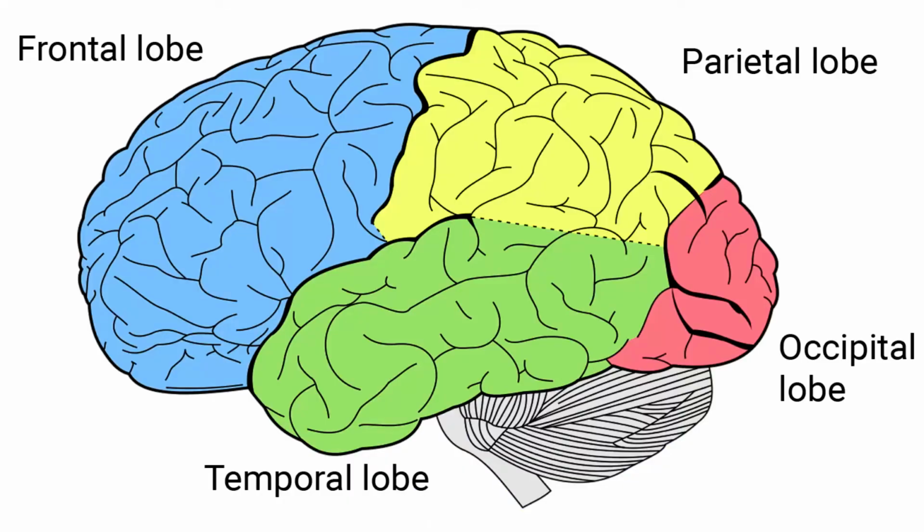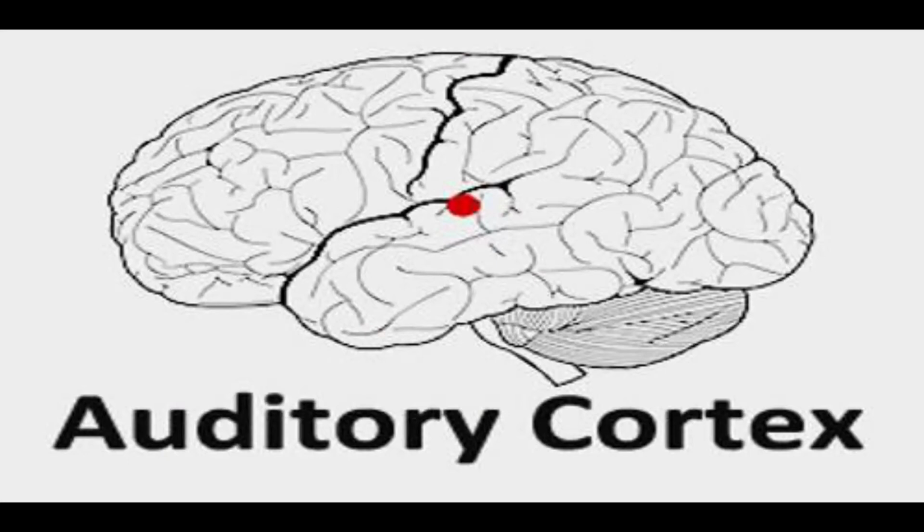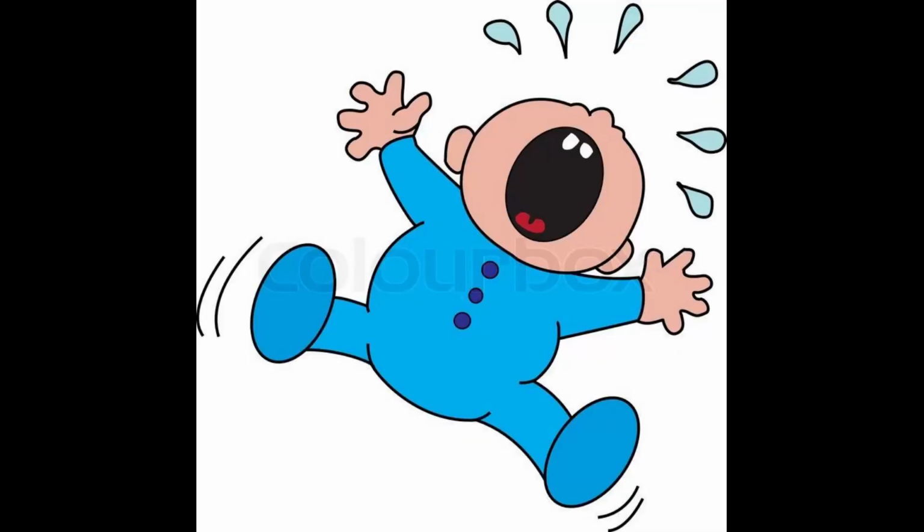The temporal lobe comprises sensory processing regions that are critical for hearing, language recognition, and memory formation. The primary auditory cortex, which receives auditory information from the ears and secondary areas and processes it so we can understand what we're hearing, is located in the temporal lobe. For example, we can identify the sound of a crying baby.